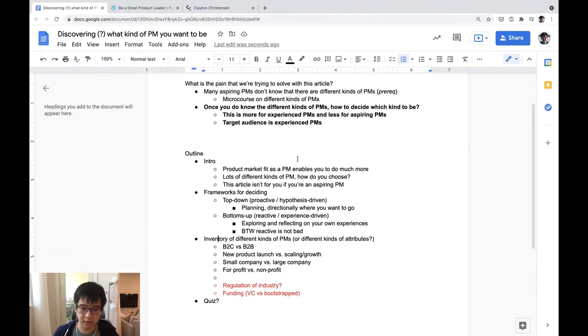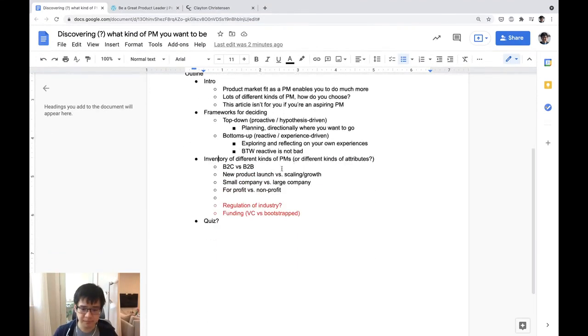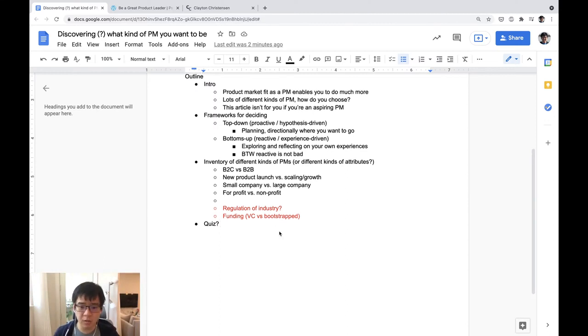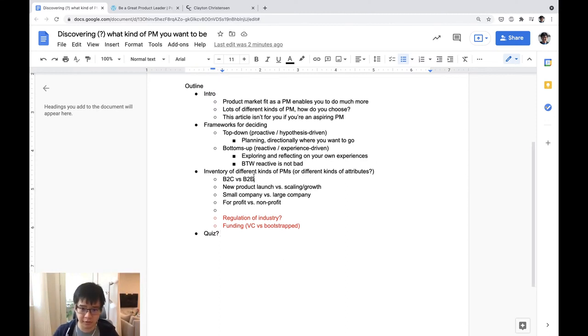Quick time check, right? So I'm 20 minutes in. I don't want to spend too much time on the inventory because I can always flesh this out later, right? I can always add more attributes. What I really need to start getting into is how do I actually make the decision?